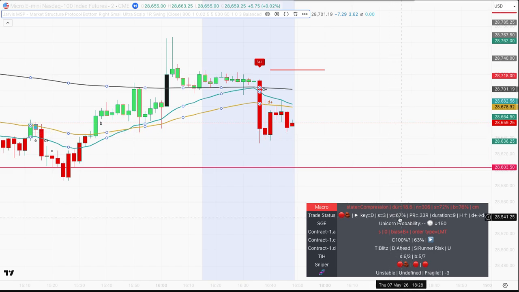Win rate, we already know, right? That's your win rate for the number of samples. S equals 3 tells you how many samples there are. And the key as well. What type of key is it? A, B, C, D, or E. A being the strongest, E being the weakest.